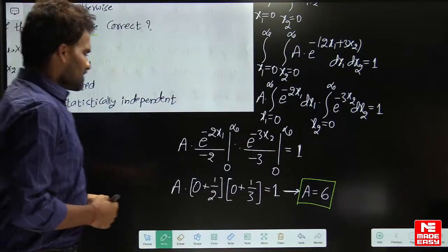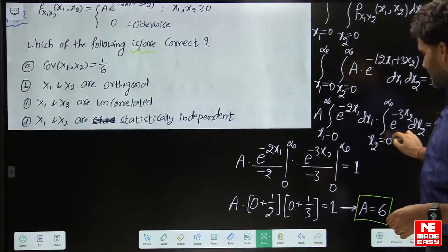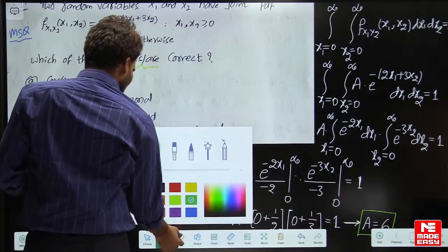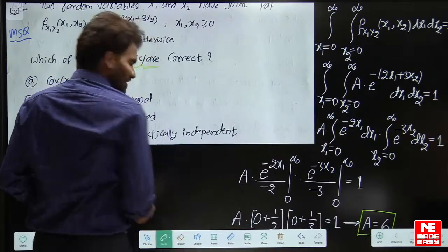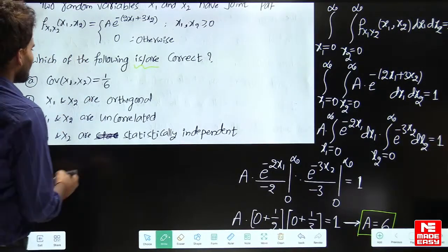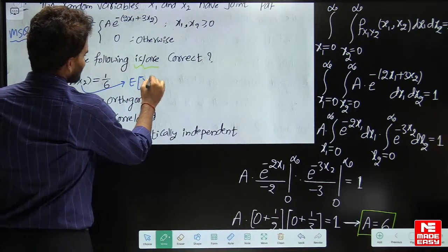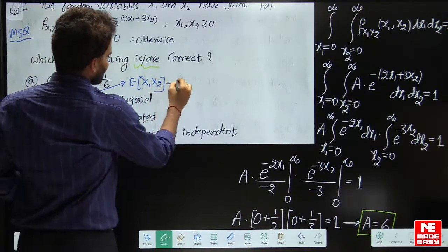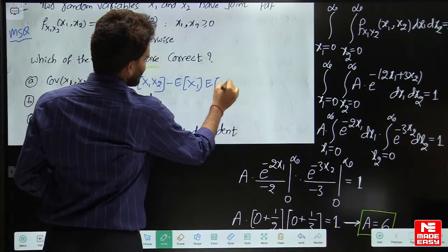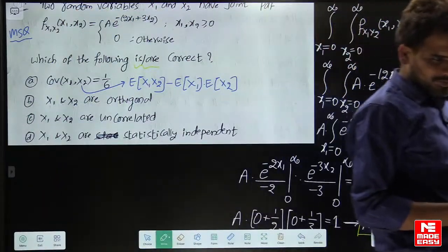Okay, fine. We got the a value, which is 6. Now the covariance we have to find out. The covariance of x1 and x2: the formula is expectation of x1 x2 minus expectation of x1 into expectation of x2.